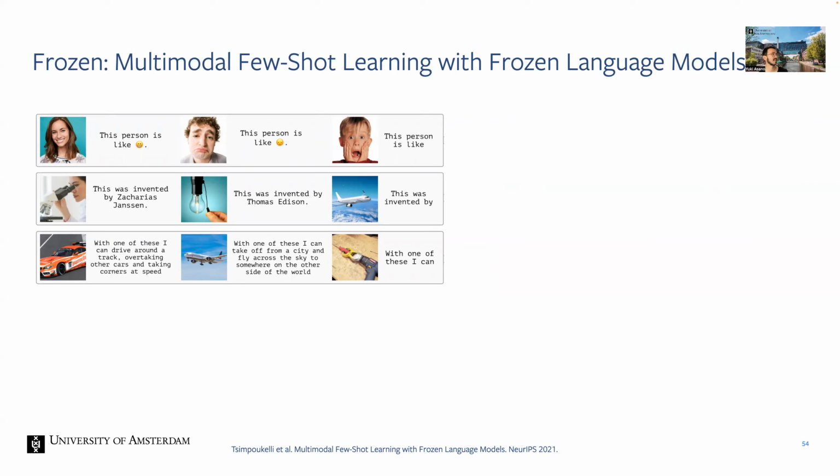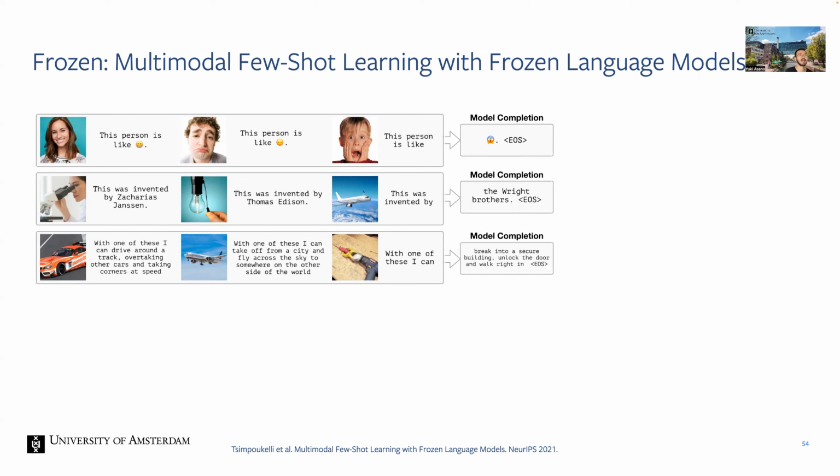And what you can see here is that, okay, you have, again, this sort of multimodal context where you have an image and you have some text. Don't be fooled by the emojis. They're also just text, like letters, basically. And then you ask, okay, this person is like, and then you ask it to complete it. And it can do, for example, this. It can answer with emojis, but this is just text. Or it can answer with the right answer. For example, in the second row, we have, this was invented by Zacharias Janssen. This was invented by Thomas Edison. And then it asks who invented the airplane, basically. And it can answer that.